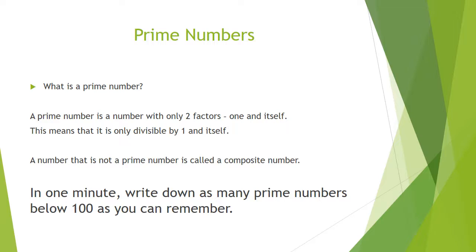What is a prime number? A prime number is a number with only two factors, 1 and the number itself. This means that it is only divisible by the number itself and 1. So for example, with the number 3, we can only divide it by 3 or 1. A number that is not a prime number is called a composite number.